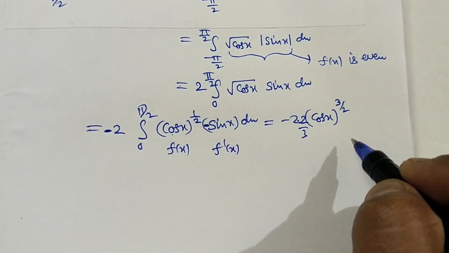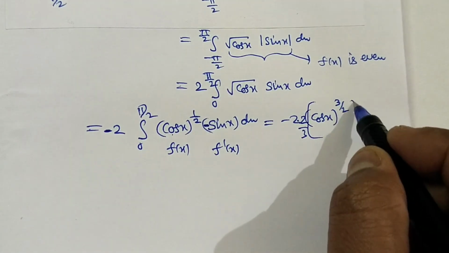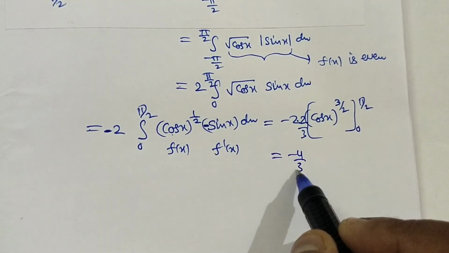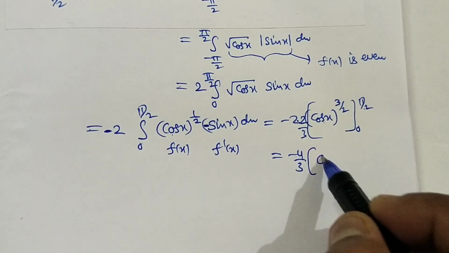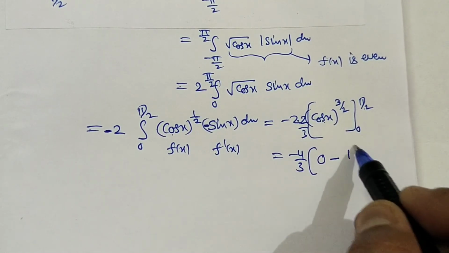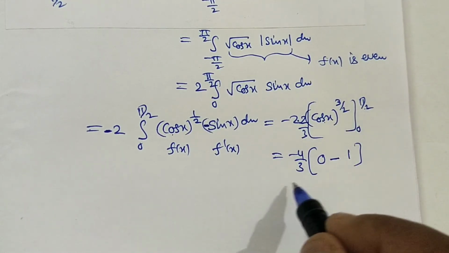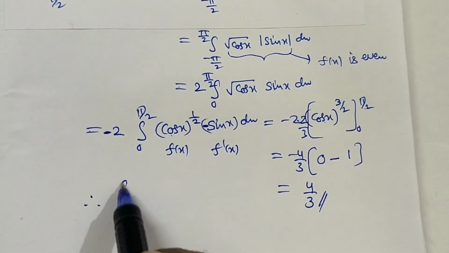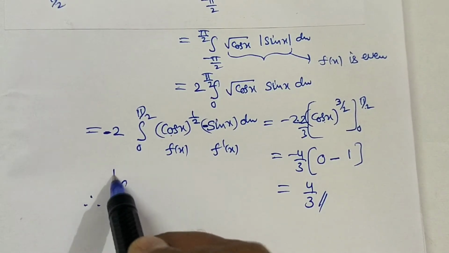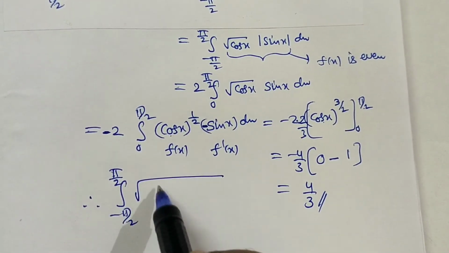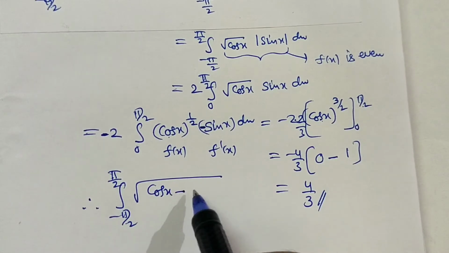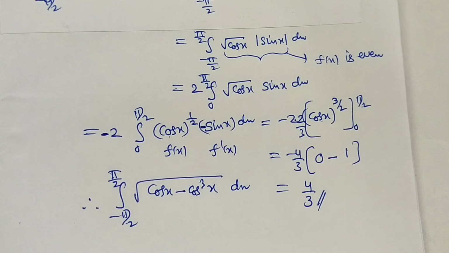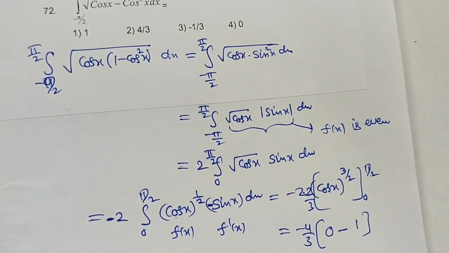Applying the limits 0 to pi by 2, so minus 4 by 3 times cos pi by 2, which is 0, minus cos 0, which is 1, 1 power 3 by 2 is 1. So minus into minus is plus 4 by 3. Therefore integral minus pi by 2 to pi by 2 square root of cos x minus cos power 3 x into dx is equal to 4 by 3, which is there in the second option.